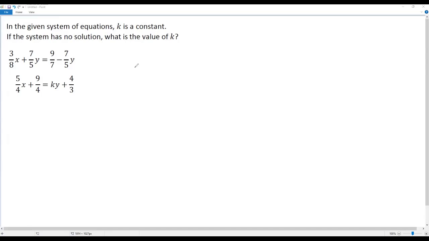Here we have a SAT math problem. Okay, let's go to the question. In the given system of equations, k is a constant. If the system has no solution, what is the value of k? In the given system, both the equations are linear.